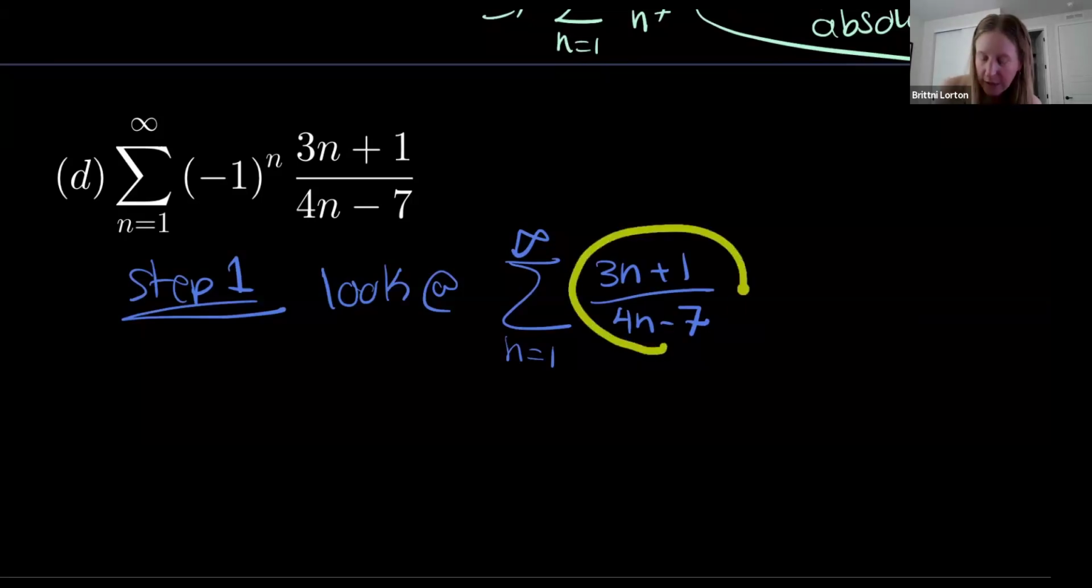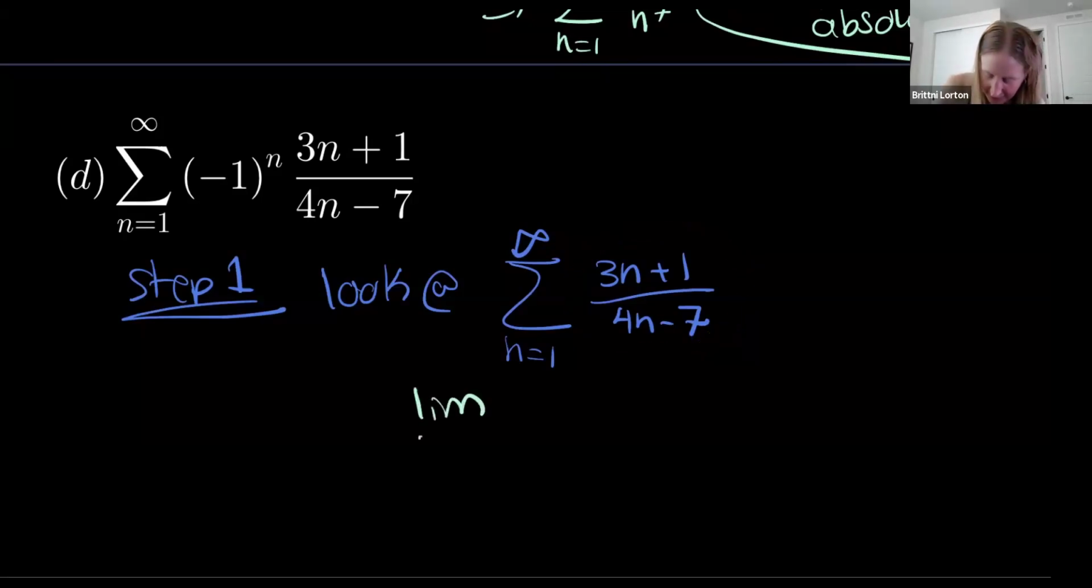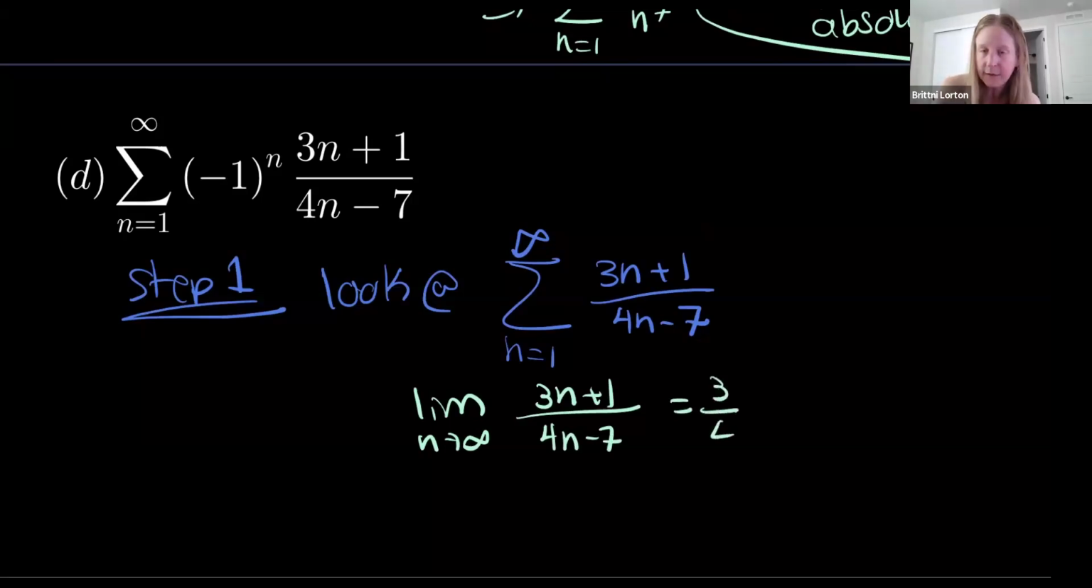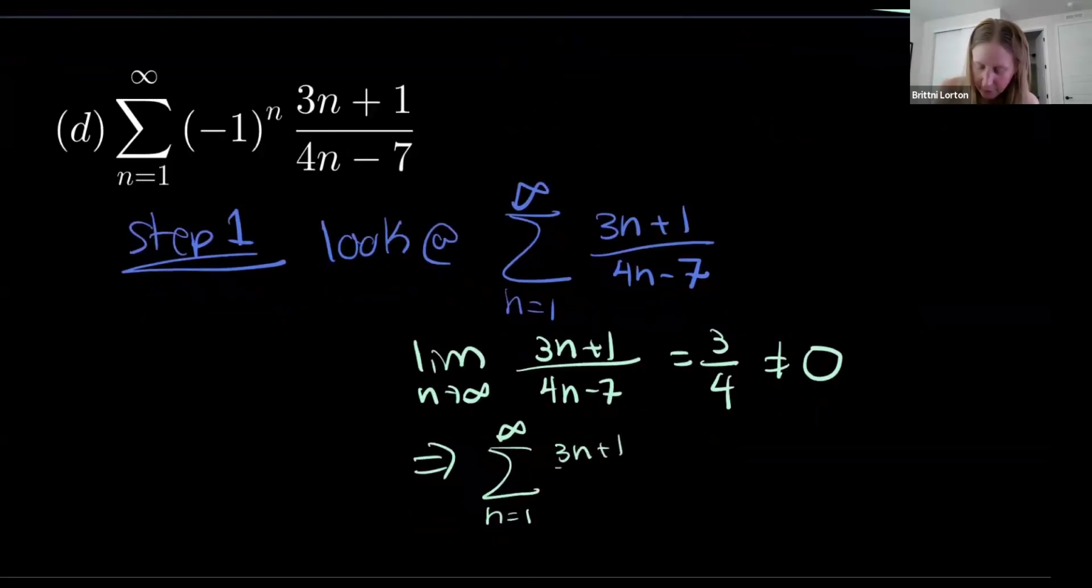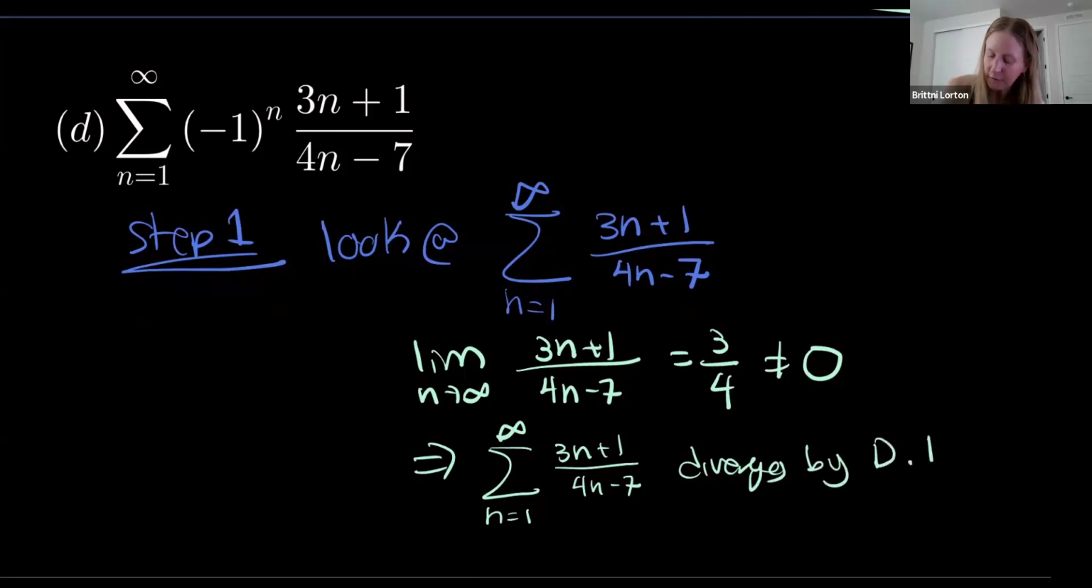So let's do that. Look at that. I can do that limit in my head. I can do L'Hopital's rule in my head. I got 3 over 4. That's not 0. This diverges. So let's write that down, all right? So I'm going to do the limit as n goes to infinity of 3n plus 1 over 4n minus 7. I do L'Hopital's rule in my head. I got 3/4, which is not 0, which means the sum from n equals 1 to infinity of 3n plus 1 over 4n minus 7 diverges by the divergence test.